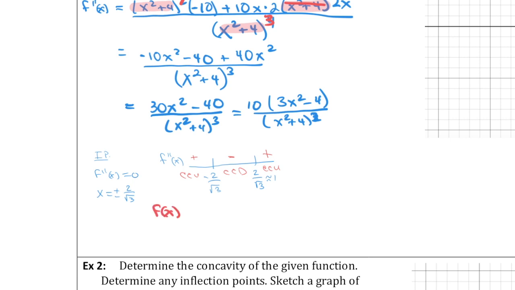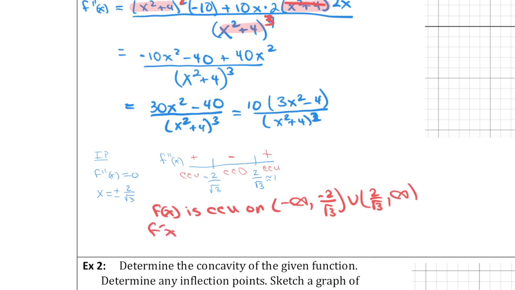F of x, make certain that you state the function. F of x is concave up on, we know, from negative infinity to negative 2 over root 3, union 2 over root 3 to infinity. F of x is concave down on negative 2 over root 3 to 2 over root 3. From there, do we have inflection points? Notice that the concavity changed at these two values of x.